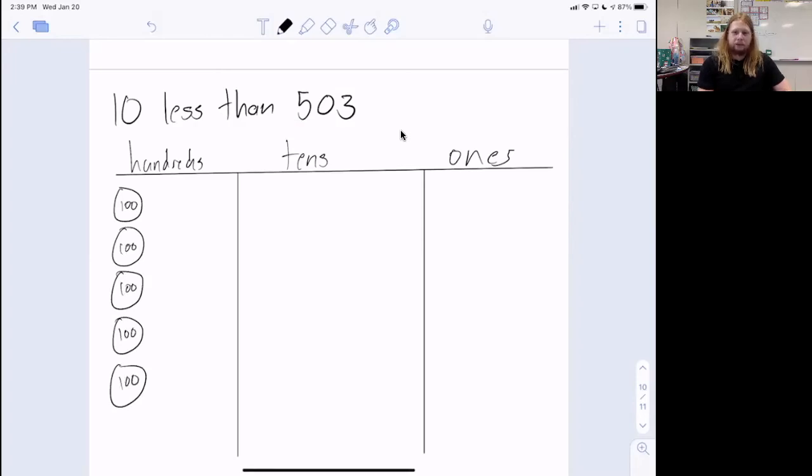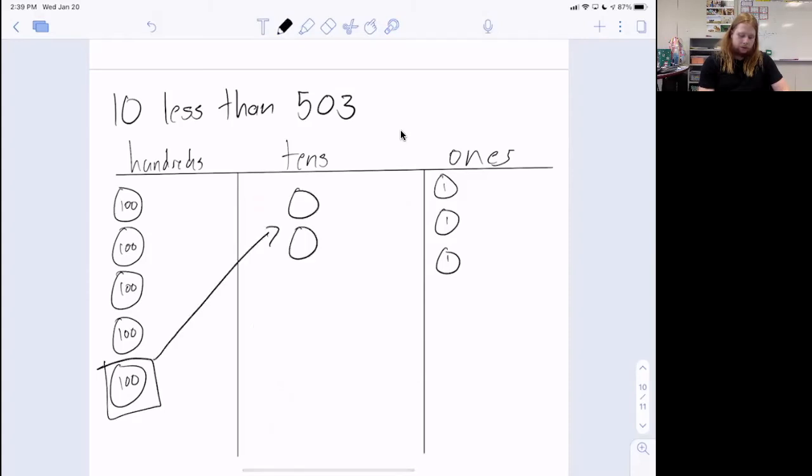How many tens do we need? 0. We don't have any tens. And how many ones are there? 3. All right, nice. Okay, good stuff. We're getting somewhere. Let's take away a 10 from 503. Wait, we have no tens. What do we need to do? We need to exchange. Exchange a 100 for 10 tens.